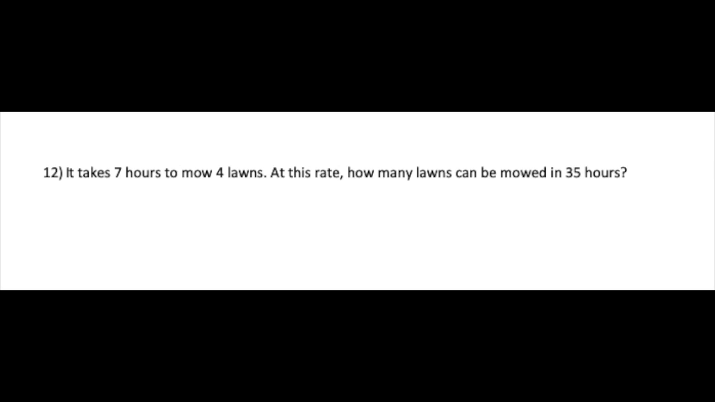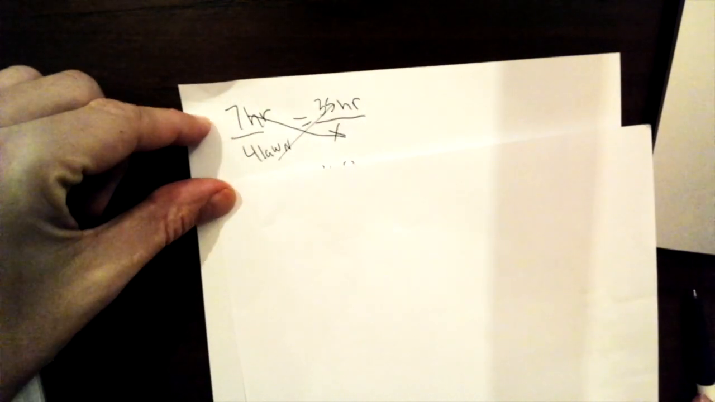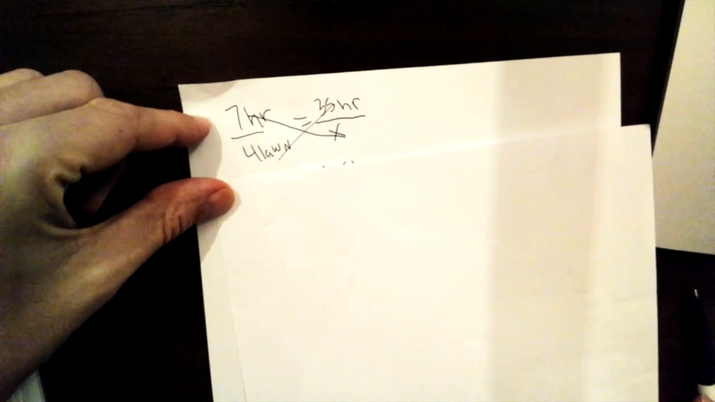Okay, we have 7 hours to mow 4 lawns. At this rate, how many lawns can be mowed in 35 hours? All right, so like the last example, we do want to set up a unit rate, and this time we have to go a little bit further because we have to set up 2 equivalent ratios. Okay, so our first ratio is going to be 7 hours to 4 lawns. Now we want to set up an equivalent ratio, so it's important that we set up hours to hours. So we have 35 hours over x.